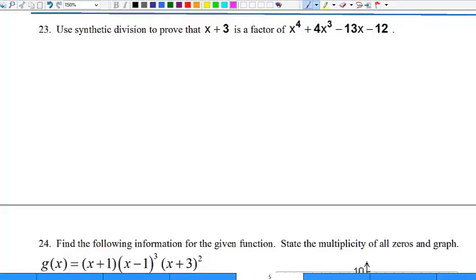So the next problem says use synthetic division to prove that x plus 3 is a factor. Just looking at the verbiage here, you know that x plus 3 has to be a factor. So if you don't get the 0 at the end, you probably did something wrong. Because x plus 3 is a factor, the opposite, the potential 0, goes in the box, which would be negative 3. Then I'm going to do the coefficients.